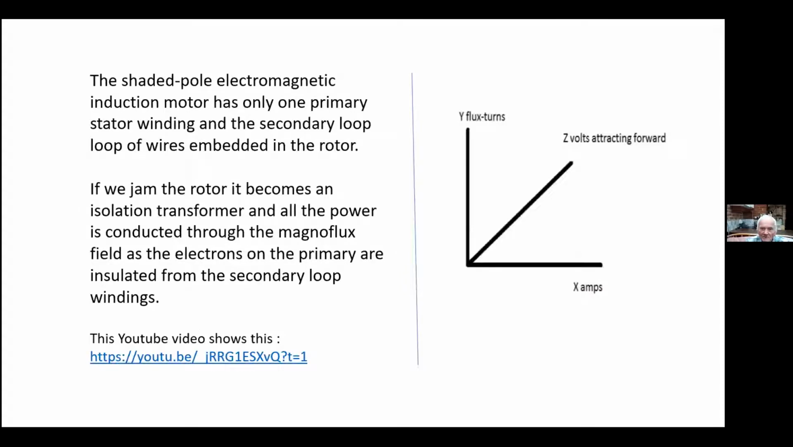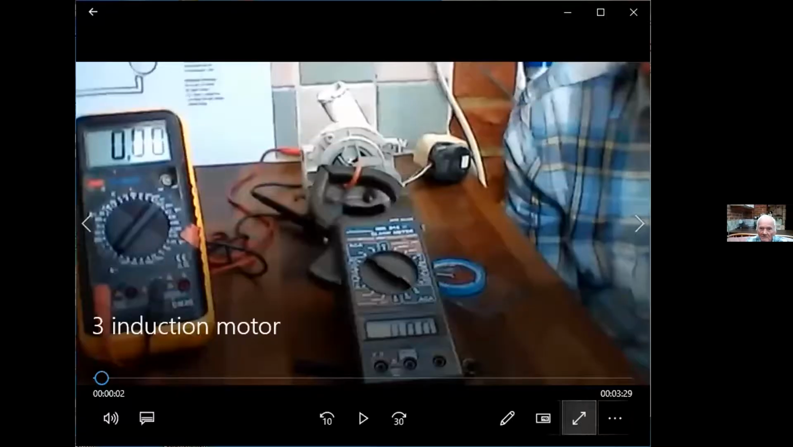Here we can see a shaded pole electromagnetic induction motor, which has only one primary stator winding and a secondary loop of wires embedded in the rotor. If we jam the rotor, it becomes an isolation transformer, and all the power is conducted through the Magnoflux field, as the electrons on the primary side are insulated from the secondary loop windings. So we now look at a video of what an induction motor looks like.